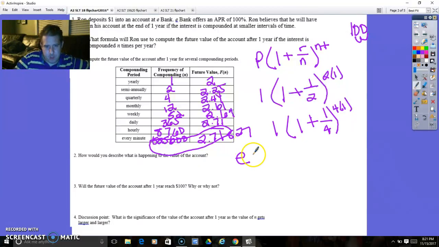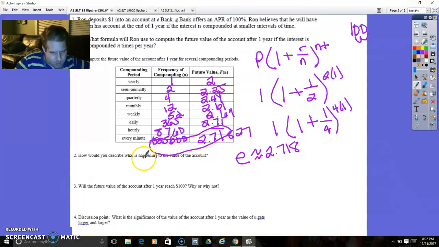That's Euler's number, which is about 2.718. That is the absolute most money that you can get. That's 100% interest for 1 year. So that's the absolute most that you could possibly get. If you continuously compound it every split second, you can't make more money than 2.718.